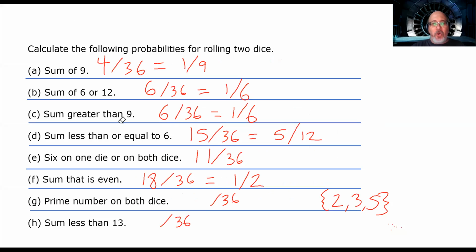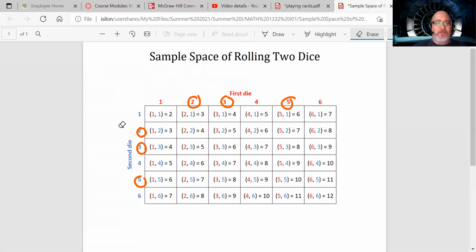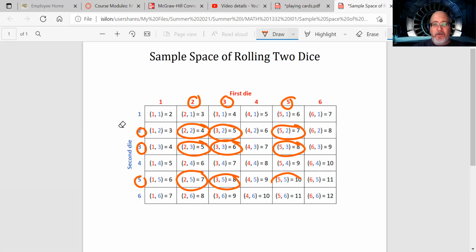All right, so basically we need the intersections of all these rows and columns. Going down the second column, this outcome and this outcome have prime numbers on both dice. Going down the third column, this one and this one. And going down the fifth column, this one, this one, and this one. Those are the only outcomes where both numbers in the pair are prime.